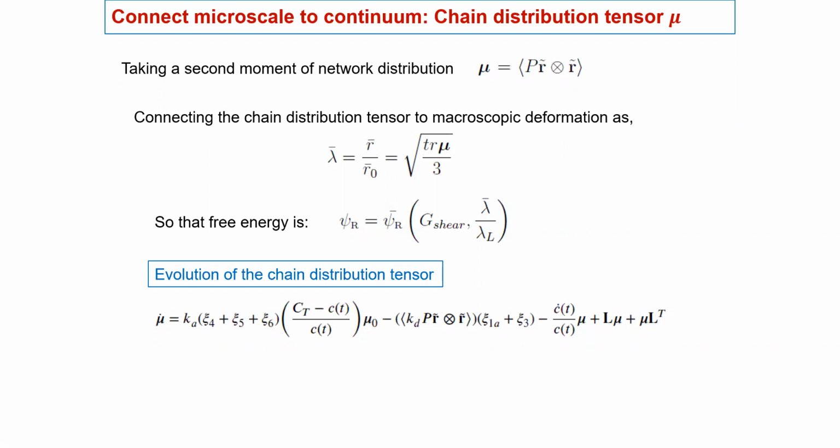We do that by introducing a chain distribution tensor, mu. So what is this chain distribution tensor? It is nothing but the weighted average of all these individual network distributions. By taking the second moment of the network distribution phi, you can calculate the chain distribution tensor mu. We have also seen that the chain distribution tensor is connected to the macroscopic deformation by this simple formula: lambda bar is equal to the square root of trace mu by 3, and we know lambda bar is a stretch. So if we can measure the macroscopic stretch, then it is possible to calculate the free energy, stress, and other constitutive relations.